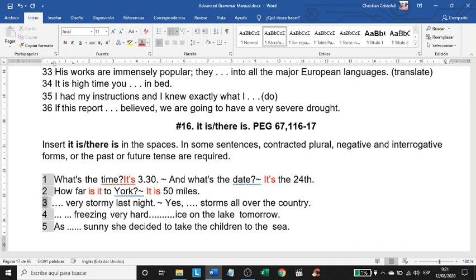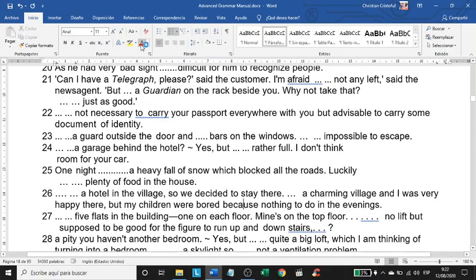Number 3. Very stormy last night. What should I write? It was or there was? It was. Why was and not is? Because it says last night. It's past tense. Yes. And here. It was or there were? There were. There were storms all over the country. Like this. So, you need to use it is or there is, but conjugated, like in present, in past, or in future, depending on the context.